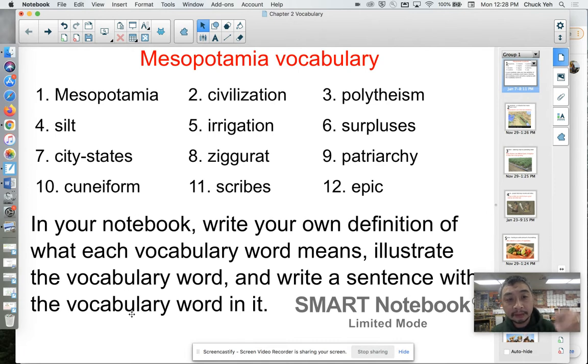Okay. So while you're reading this, check out for these 12 words, write them out, their meaning, illustrate the word, and then write a sentence. Okay. So it's not due today, but it's due sometime later this week. So just to let you know. All right.